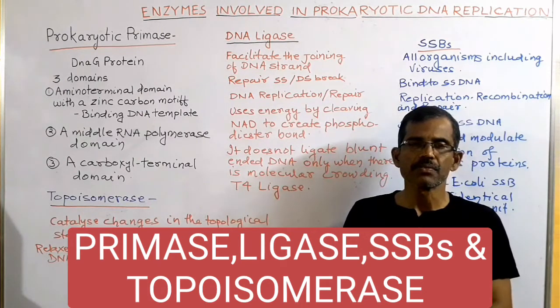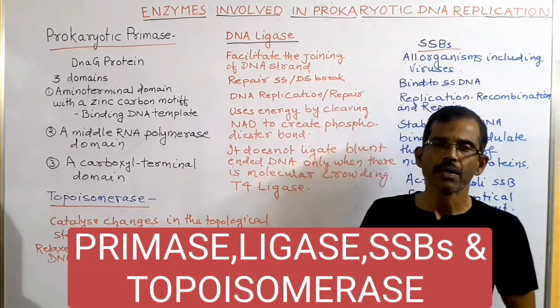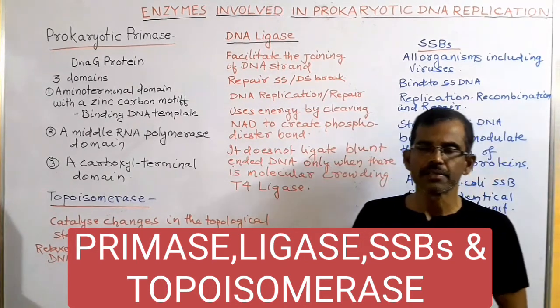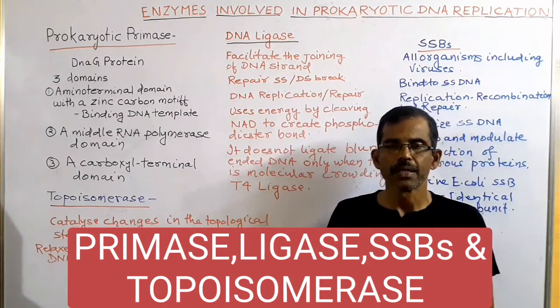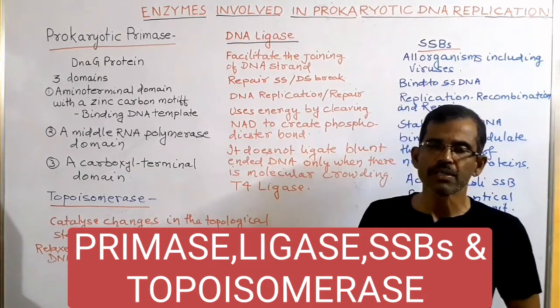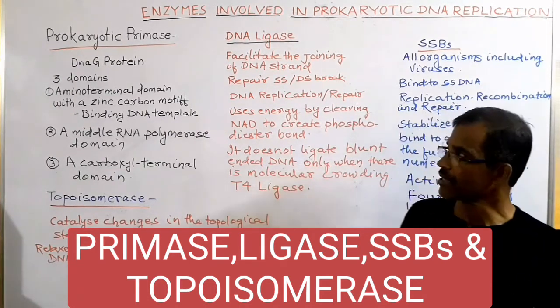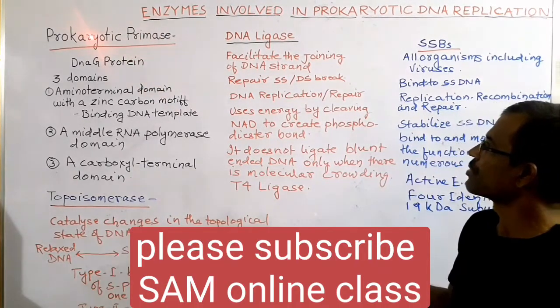Friends, in the previous video, we discussed DNA polymerase 1, 3 and DNA helicase. Today we shall discuss the remaining enzymes that are also involved in the process of DNA replication in prokaryotes, for example in E. coli. First of all, we shall discuss prokaryotic primase.